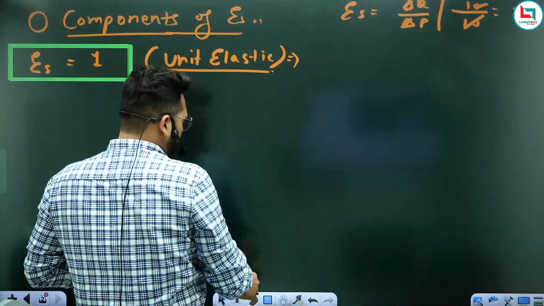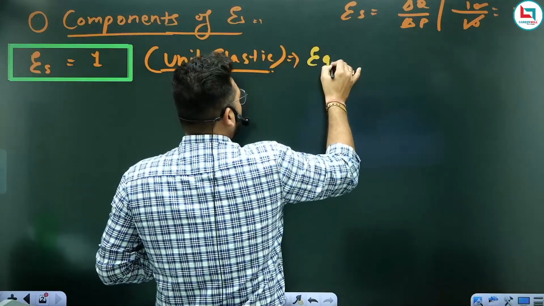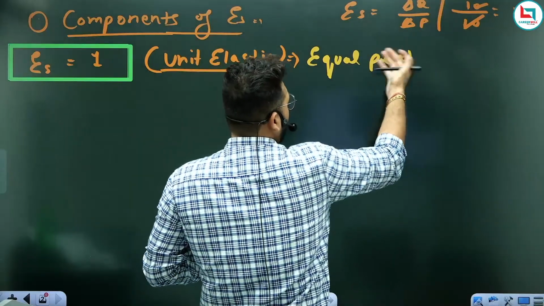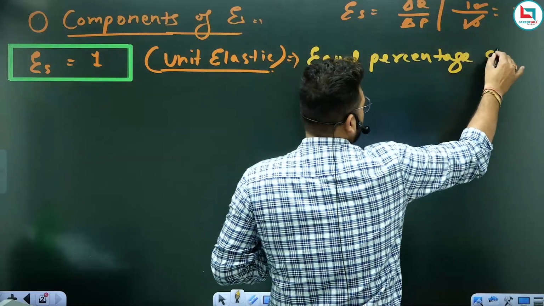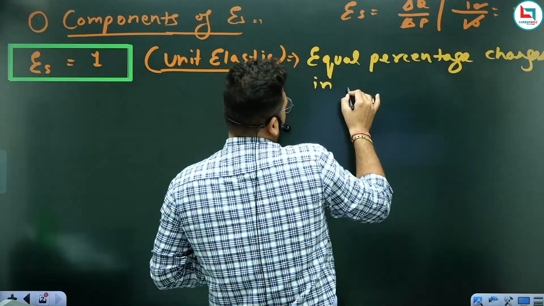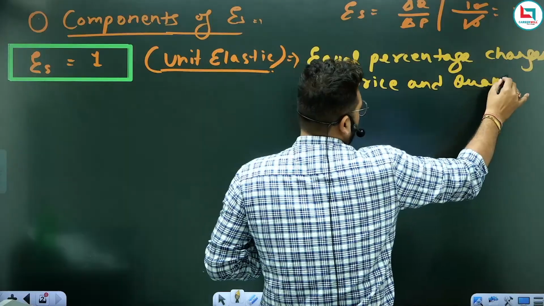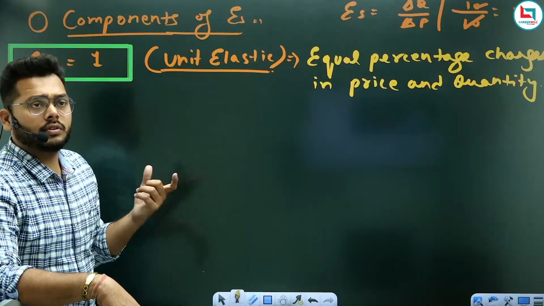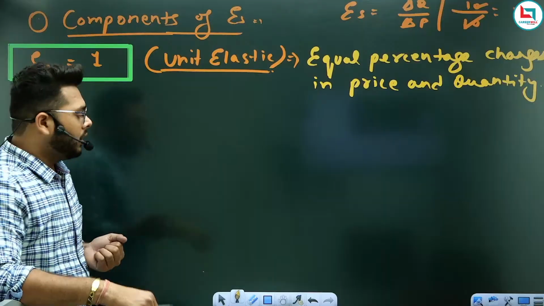So we can mention here that there is an equal percentage change in price and quantity. Am I clear or not? So this is the term that you need to understand: what do you mean by unit elastic?